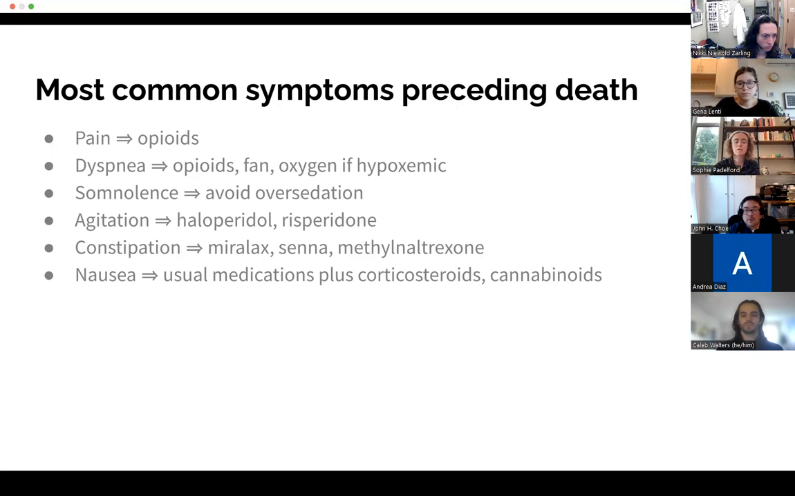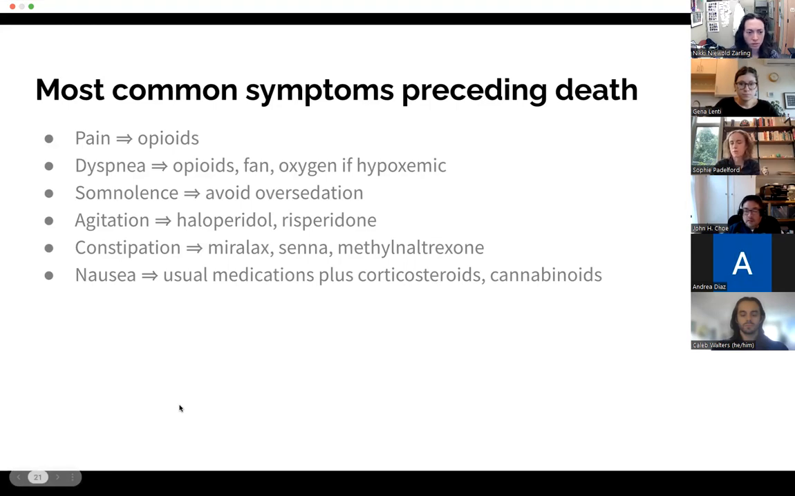Constipation: our standard medications, with the additional thought that we really should think about selective gut opioid antagonists for folks who've been using a lot of opioids, since opioid-induced constipation is very common. And for nausea, the usual medications plus steroids, particularly for patients who have partial or complete small bowel obstruction, which can happen as a result of physiological changes leading up to death, and cannabinoids.